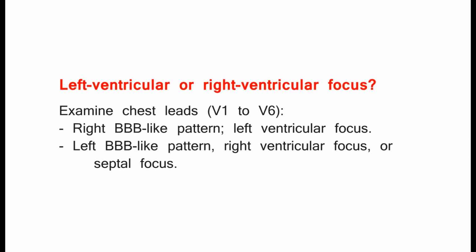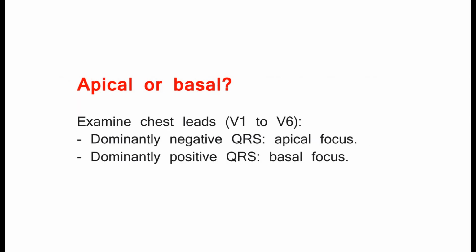Left ventricular or right ventricular focus. Examine chest leads, V1 to V6. Right BBB-like pattern, left ventricular focus. Left BBB-like pattern, right ventricular focus, or septal focus. Apical or basal. Examine chest leads, V1 to V6. Dominantly negative QRS, apical focus. Dominantly positive QRS, basal focus.